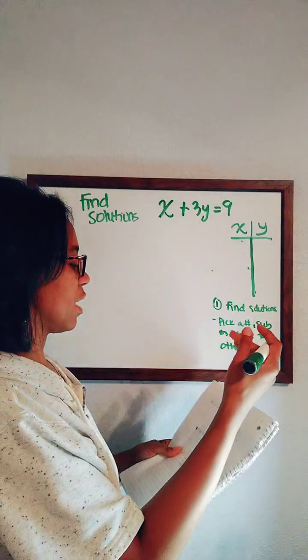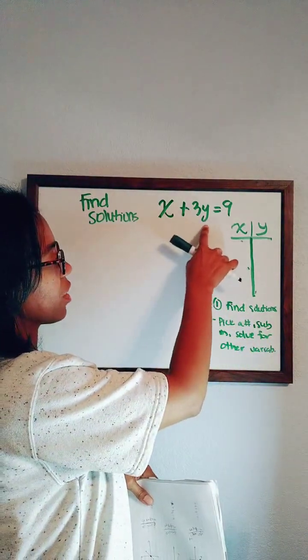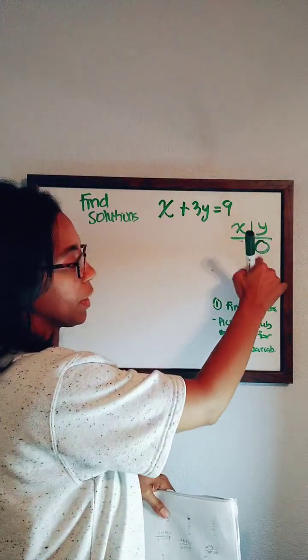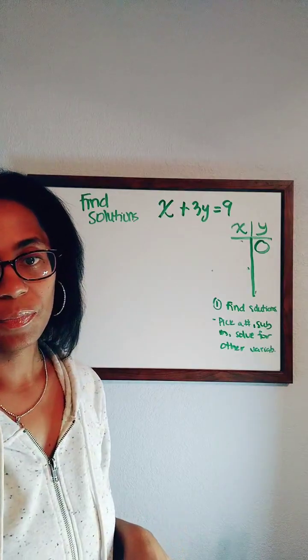I'm sorry. So I'm going to go ahead because I see this is 3 times y, and I want to get rid of that. So I'm going to see what the x-intercept is, and I'm going to substitute in a 0 for the y.